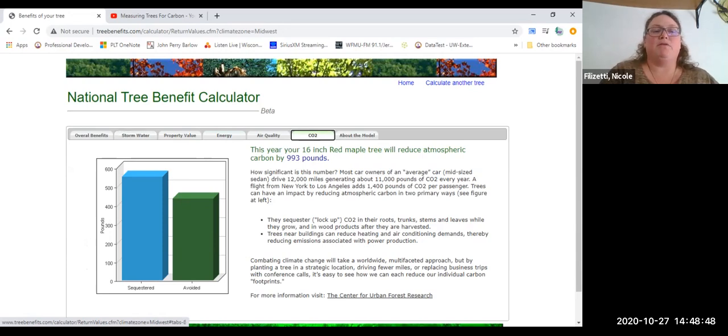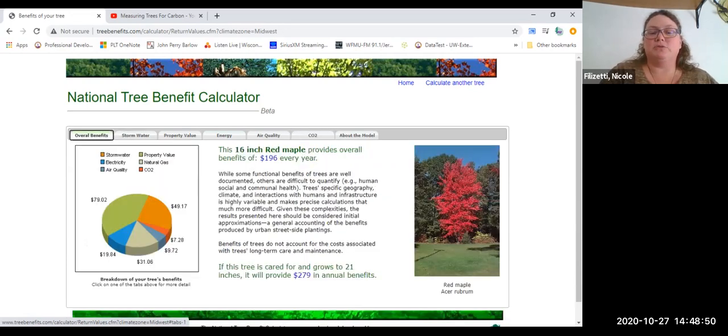And then we're going to jump back over to our pie chart here for just a minute, and it shows some other really neat ecological benefits that trees give us. And it actually quantifies them. It turns it into a dollar amount, right?